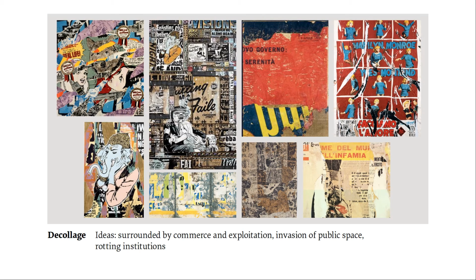And then this one was called Decollage, and it was about being surrounded by commerce and exploitation, invasion of public space, and rotting institutions. When I was reading Crime and Punishment, in my mind, I just imagined this world covered with posters. It's like the advent of the printing press and basically public advertising. And he's railing against capitalism, and he feels engulfed by it. So in my head, this is what capitalism in 19th century Russia looked like.